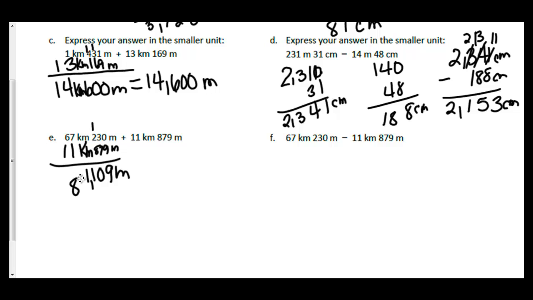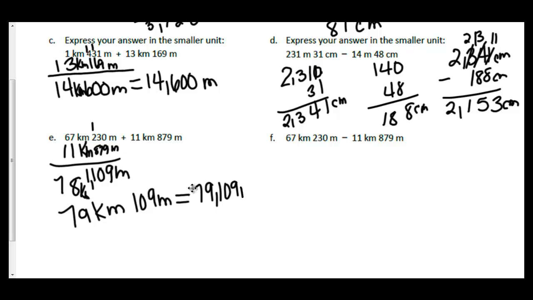And then over here I have 78 kilometers. So I have 1,000 meters. So I think what I'm going to do before I convert this is I'm going to go ahead and say that that is 79 kilometers and 109 meters. So now I know that this is 79,000 meters. So 79,109 meters.